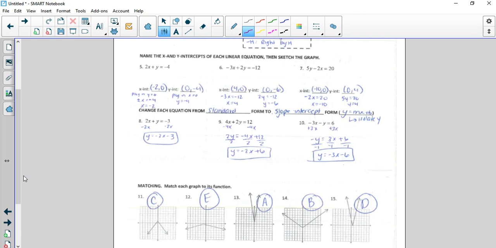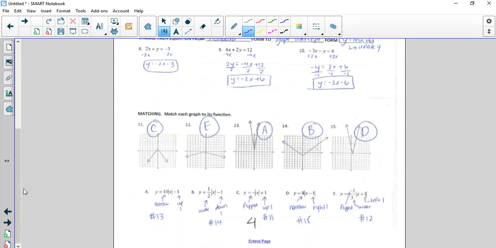To find the x-intercept, you plug in 0 for y. To find the y-intercept, you plug in 0 for x. And you find your two intercepts. Same thing for 6 and 7. Plug in the 0 for x, plug in the 0 for y. That gives you your two intercepts.